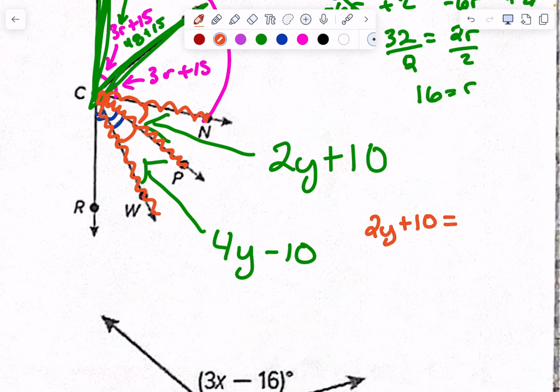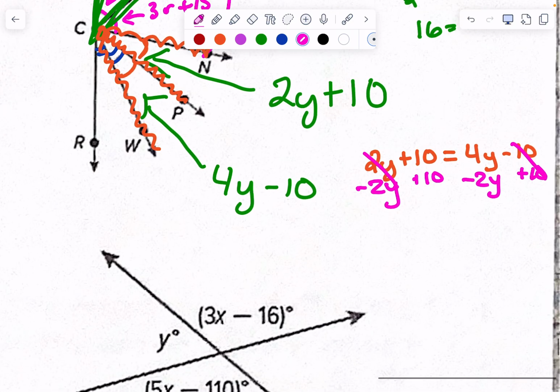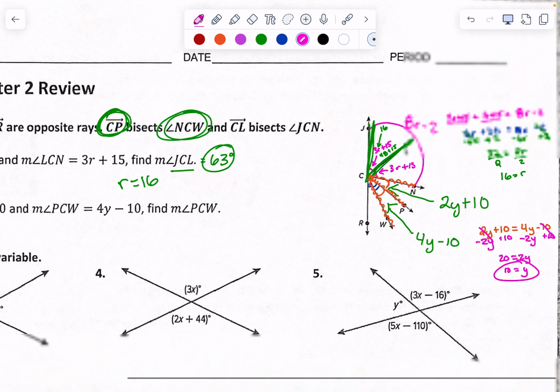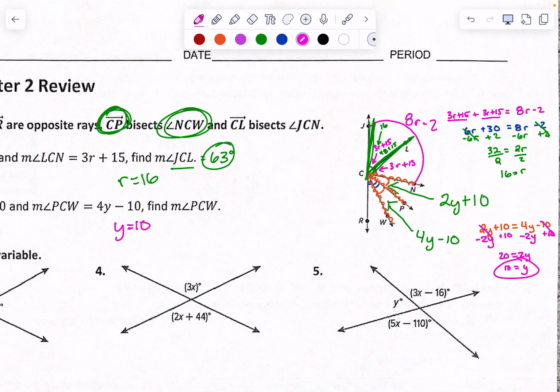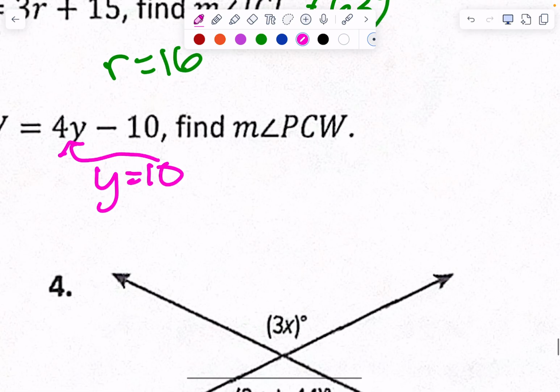So, now what? 2y plus 10 equals 4y minus 10. Yep. I'm going to subtract the 2y. I'm going to add this 10 over. Hold up. Wait. I'm going too fast? I do 2 steps at once sometimes when I feel like it. Is that confusing? No? 20 equals 2y and y is 10? Maybe? Y equals 10. PCW. They want us to find PCW, which is this one right here. So I can plug 10 in there. 4 times 10 minus 10. 30.